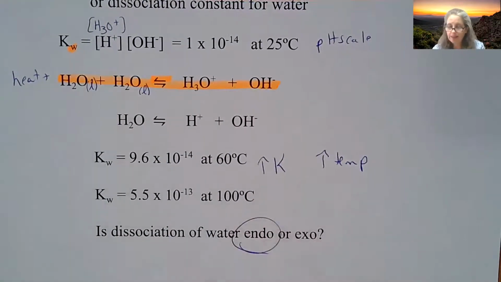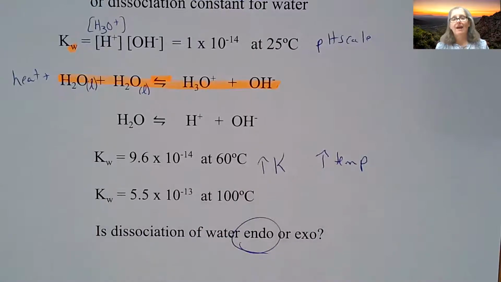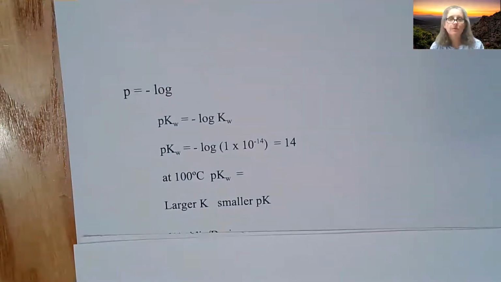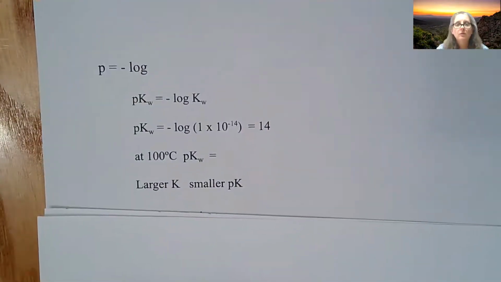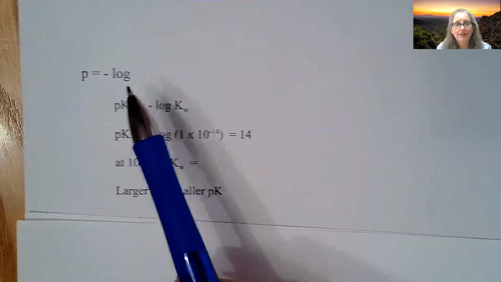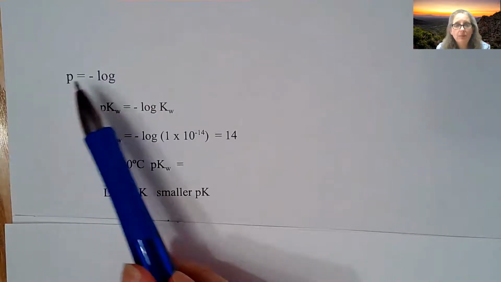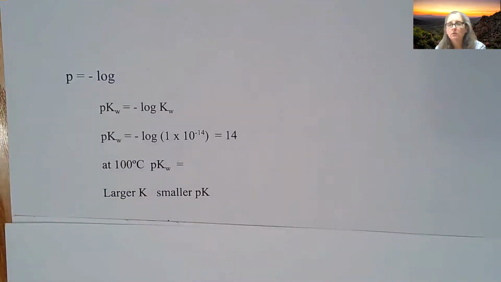So that is why it is an endothermic process. And I don't expect you to memorize these numbers. This is more to have a discussion about Ks. All right, so these are tiny, tiny little numbers. We don't like to work with tiny numbers, so we're going to be using logs, log base 10. That is why anytime you see a lowercase p in chemistry, it means negative log.